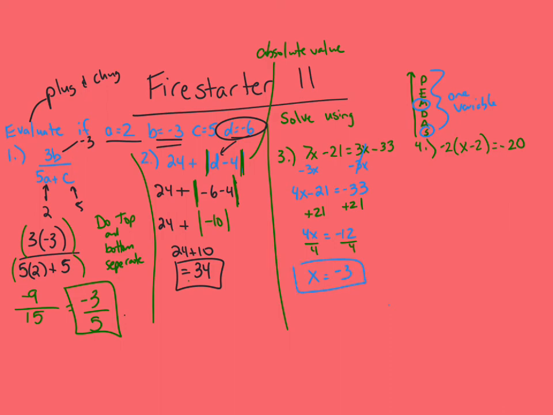Now you can always check your work. You could plug -3 into the original problem to check. So 7 times -3 is -21, minus 21 is -42. It's supposed to be equal to 3 times -3 minus 33. So I get 3 times -3 is -9, minus 33 is -42. It's a true statement, so it works. So that's it for 3.